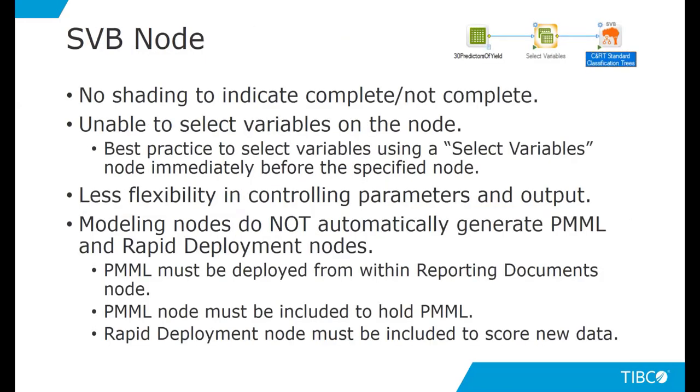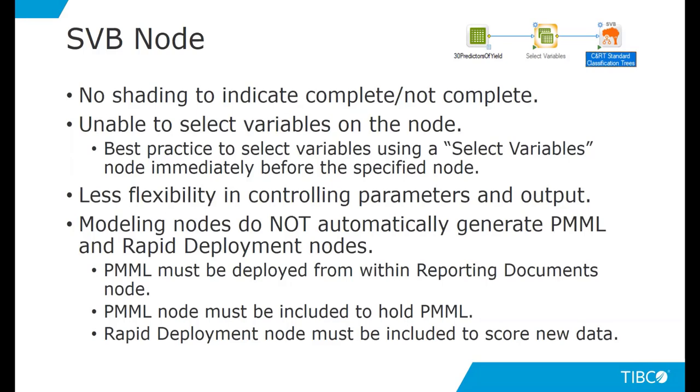The next node is an SVB node, or a Statistica Visual Basic. With these nodes, there's no shading to indicate whether or not it's been completed. On the screen, you'll actually see an SVB node, and it has not been completed, but it is still white around the edges. Most importantly, at the top, you will see SVB. This indicates that this node is, in fact, an SVB node.